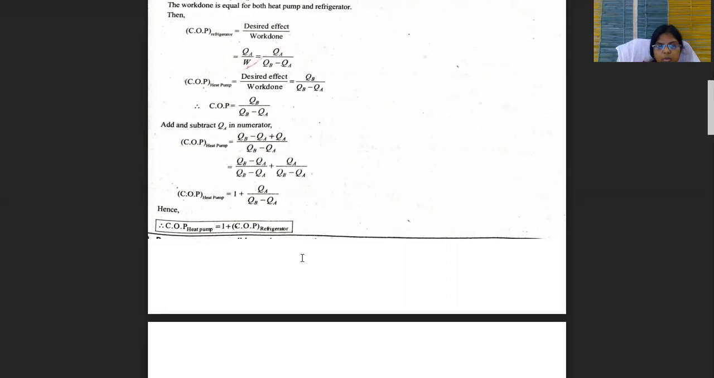Why did I tell all this? Because the coefficient of performance of a heat pump is greater than the coefficient of performance of a refrigerator. So the performance of the heat pump is greater than the performance of the refrigerator.